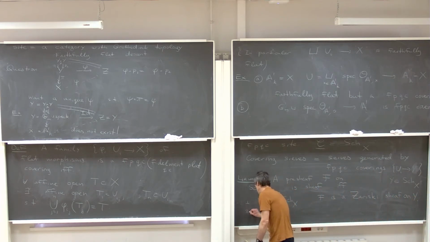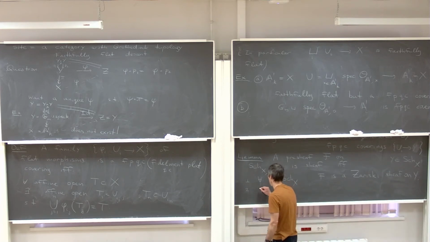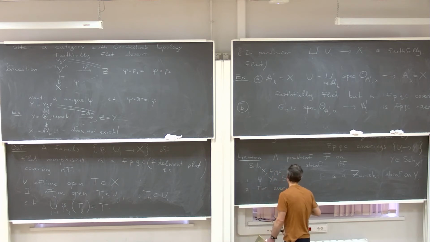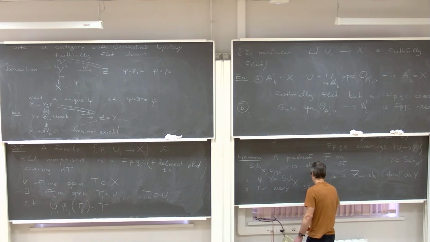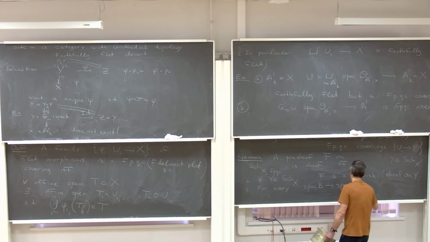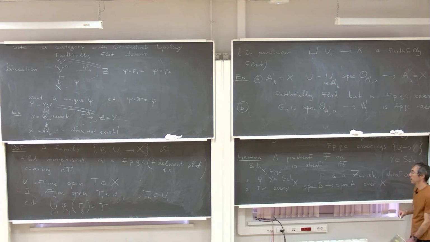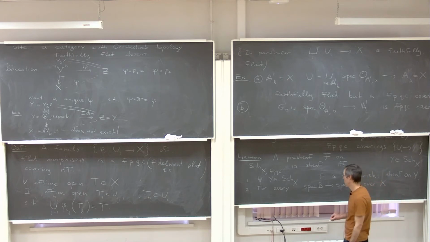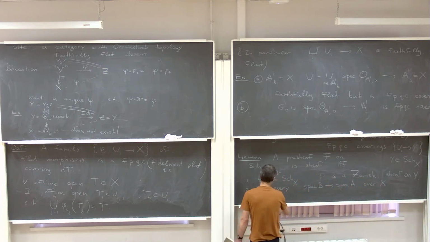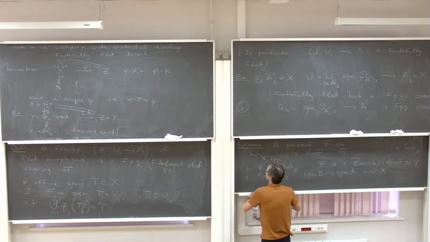And the second condition is the following. For every morphism of affine schemes, Spec B to Spec A over X, these are schemes, the following condition holds.